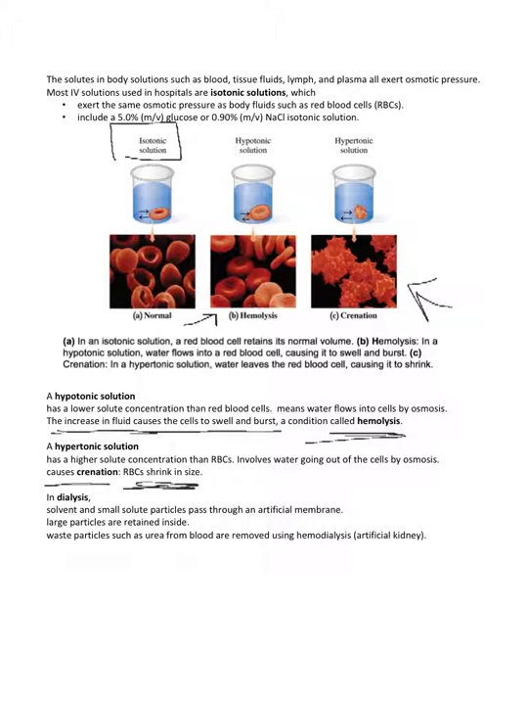In dialysis, which is a common procedure you may have heard of, solvent and small solute particles pass through an artificial membrane. Large particles are retained inside. So this is something that we use when your kidneys aren't functioning properly. We use dialysis to filter out the bad stuff and prevent you from making yourself sick. So waste particles such as urea from the blood are removed using hemodialysis, which is a name for an artificial kidney. So again, this is a process that we use to help people whose kidneys aren't functioning, and we treat it just as if the machine were a kidney, and it filters out the bad particles, leaving behind your fluids that you need to survive.